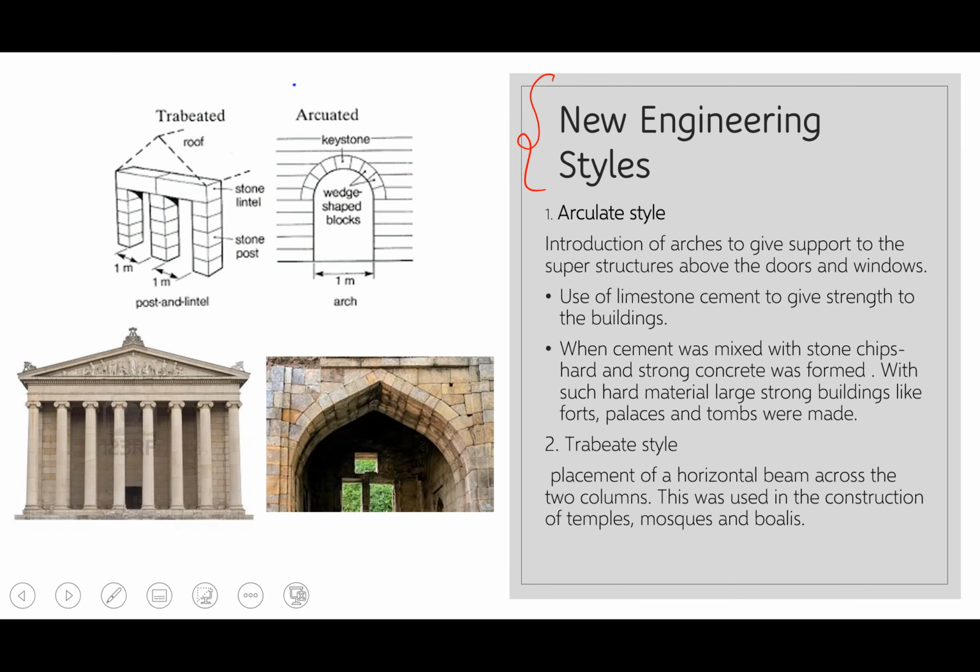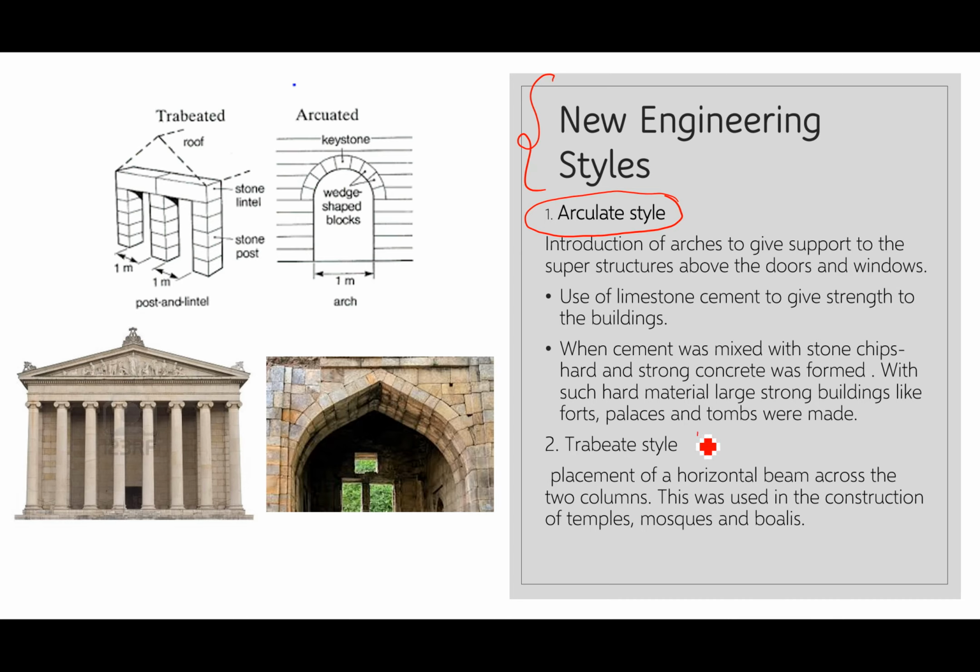So let's start with the engineering skills. Now, there were two types of engineering skills. One was arcuate. The exact word is arcuate. Yeah, rightly done that.